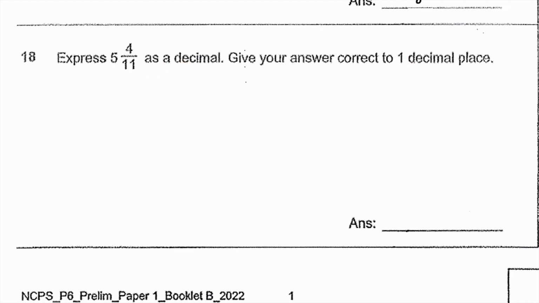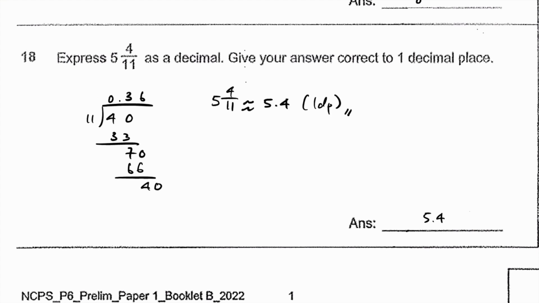Express 5 wholes and 4 over 11 as a decimal correct to 1 dp. Well, we know for sure that we can take 4 divided by 11. So I know my final answer has 5 wholes. I just need to focus on 4 divided by 11, which is what this means, by the way. So you get 0.36. Knowing that we want 1 dp, this 6 will round up to give me a 4. So it's 5 wholes, and this 6 causes this to round up, so 5.4 is the answer.